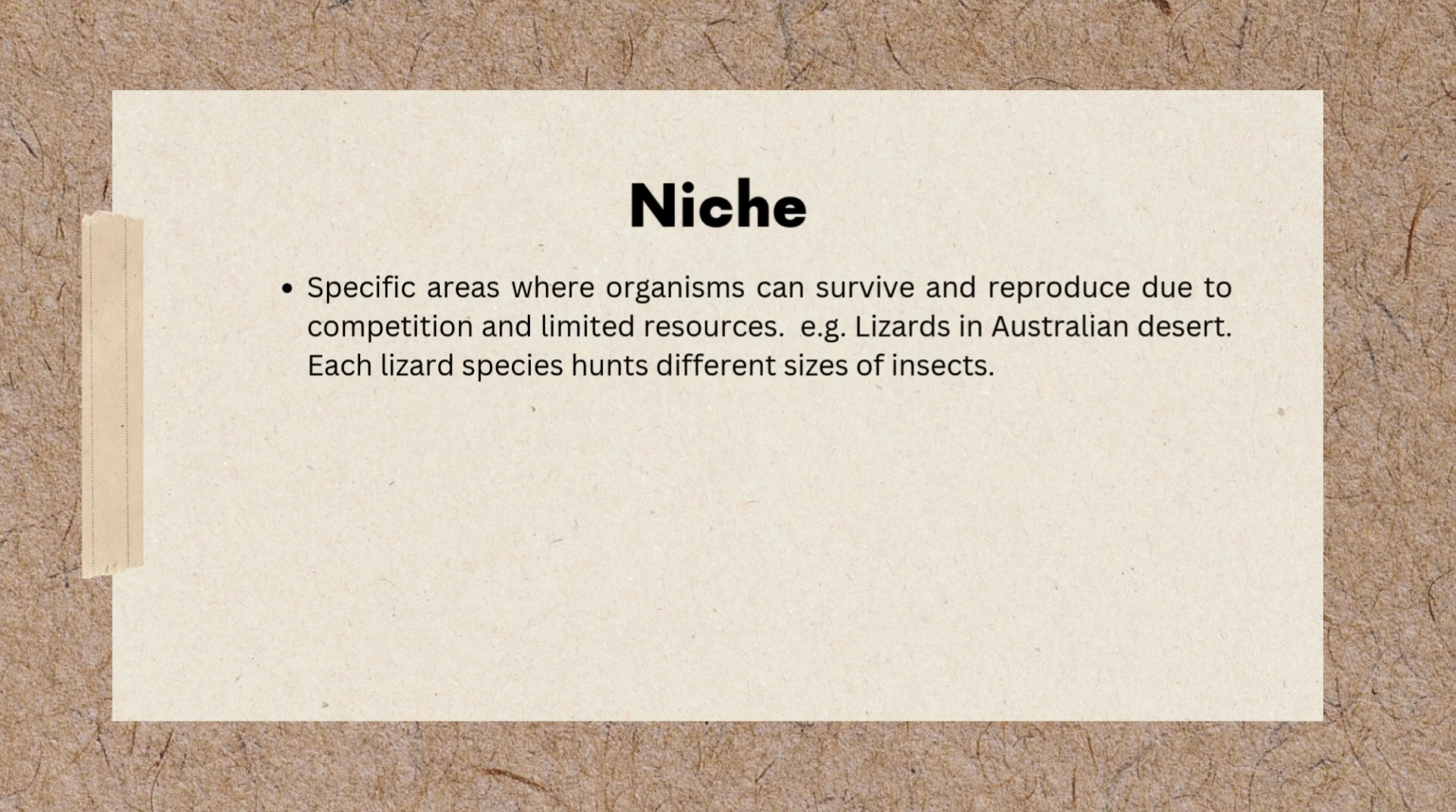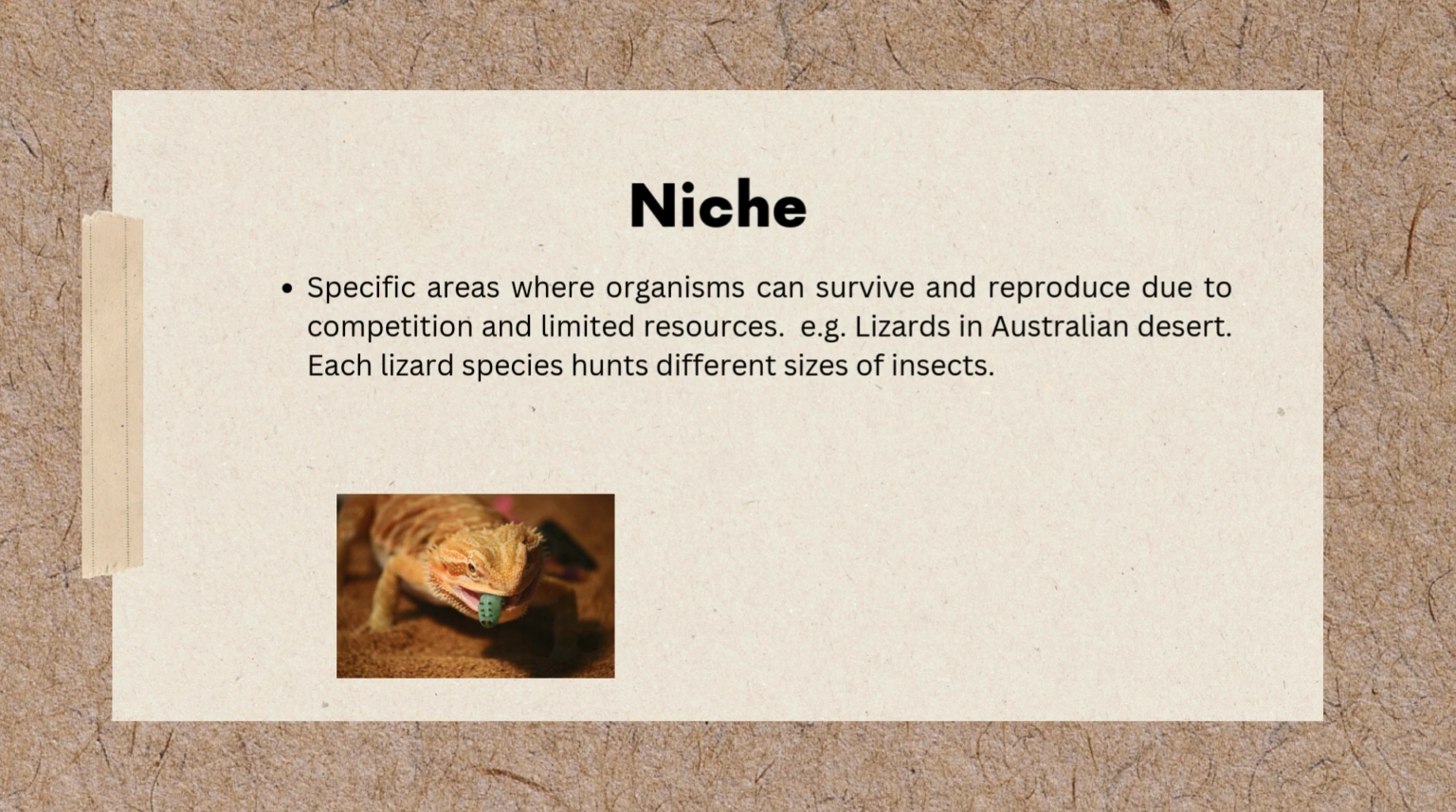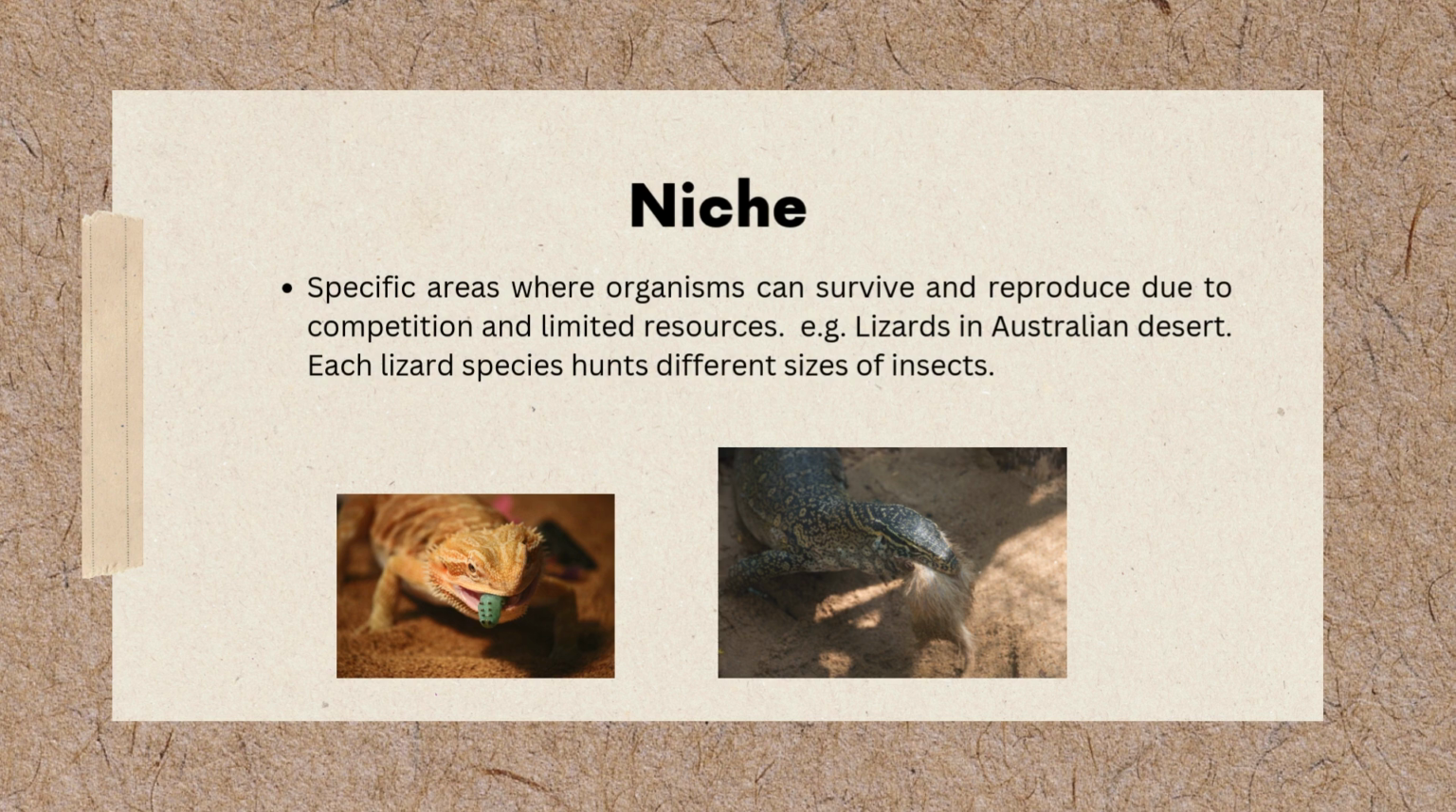For example, in an Australian desert, 3 related lizard species live in the same hot, dry conditions and eat termites. However, each lizard species hunts different sizes of insects. The largest lizard eats the biggest insects, while the smallest lizard eats the tiniest ones. Because they target different prey sizes, they have less competition for food and occupy different niches.